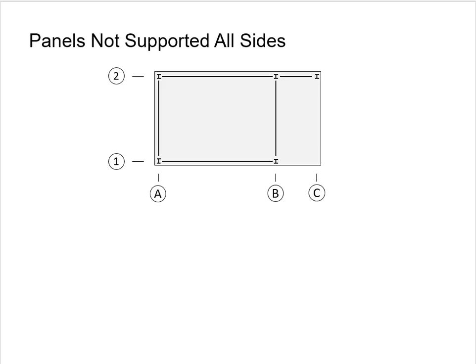Load can only travel to supporting members. So if we have a diaphragm panel supported by just two adjacent members like this, we draw a dividing line that bisects the angle between the members. All the load in this area must go to this member, and all the load in this other area must go to this other member.